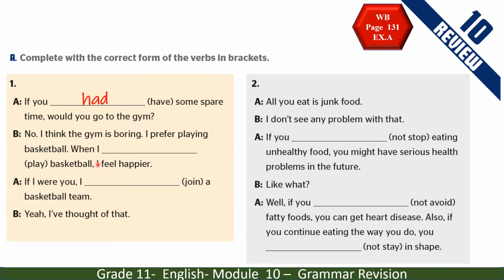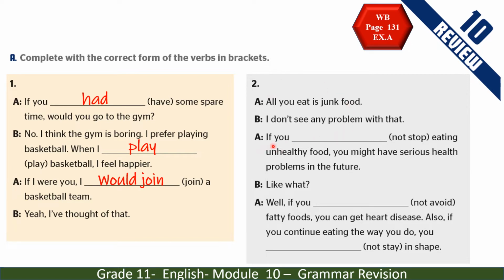Here we have when and the verb in the present simple, so this is zero conditional. Play becomes play, present simple. If I were you, this is second conditional. So join becomes would join. Now let's go to the second dialogue.